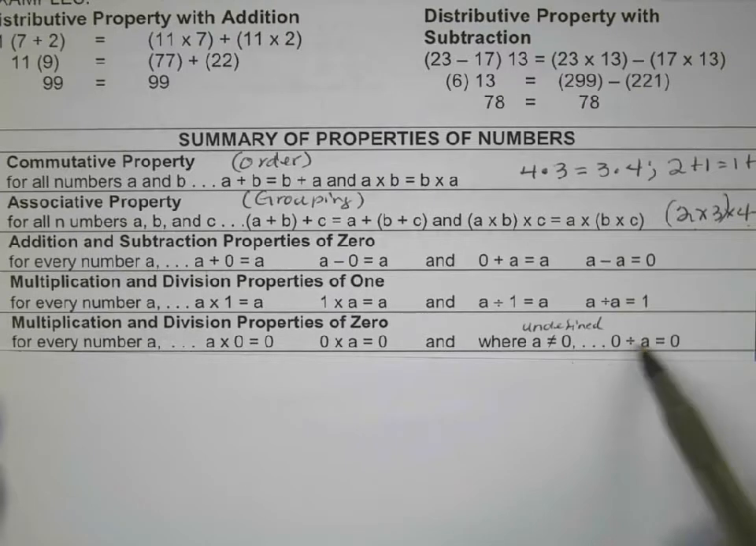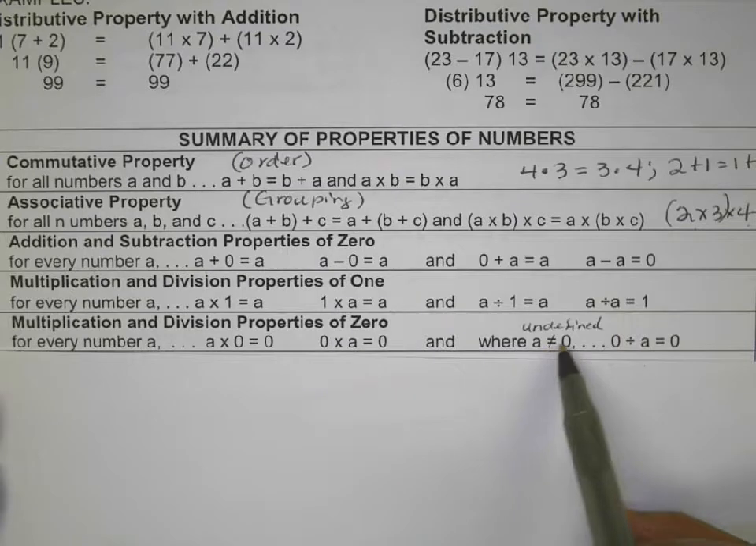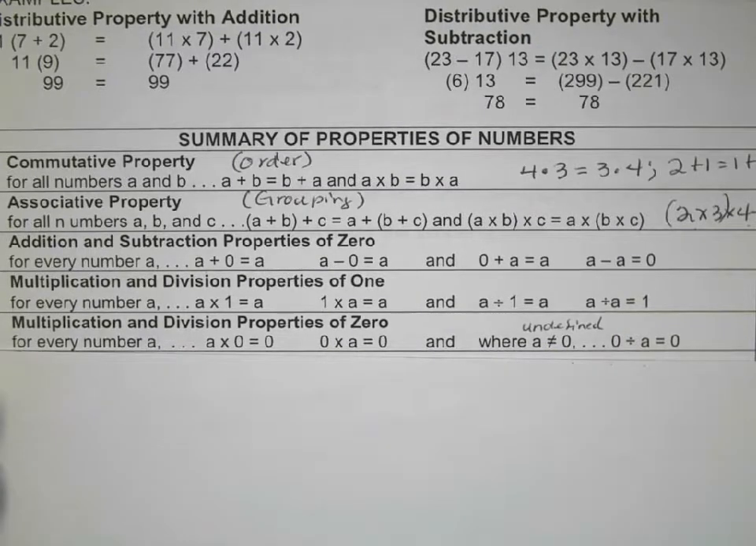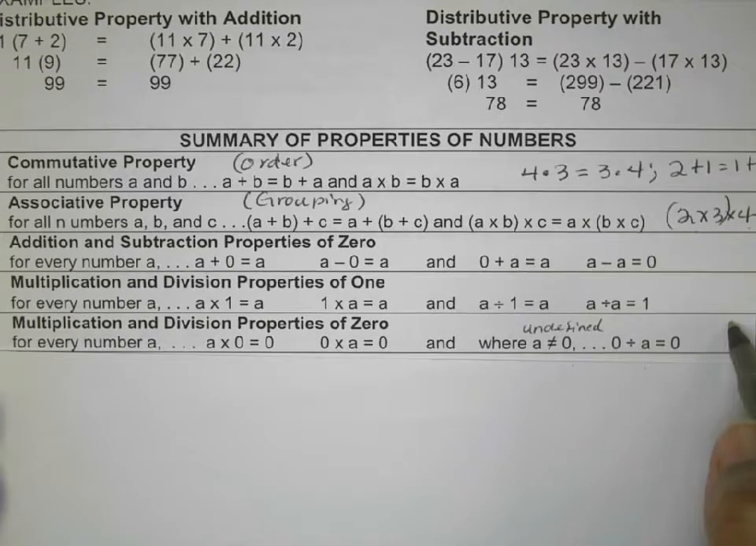So this is possible where 0 is your dividend. This is not possible when 0 is your divisor. You can never have some number divided by 0. That's undefined.